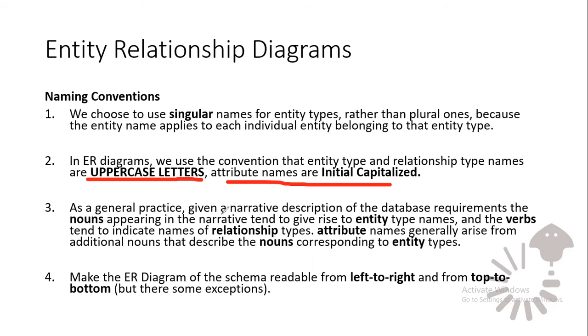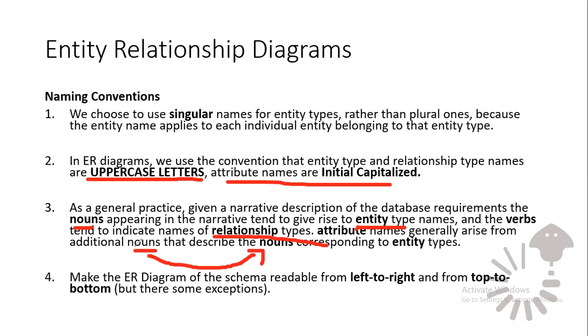Number 3, as a general practice, given a narrative description of the database requirements, the nouns appearing in the narrative tend to give rise to the entity types. So nouns nga naman yung entity types. Verbs tend to indicate the relationship types. Attributes generally arise from additional nouns that describe yung entity na noun din naman.